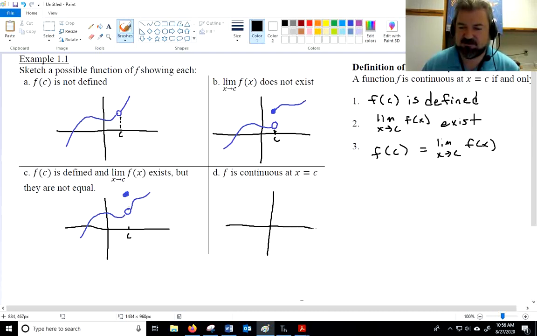And then finally, what does it mean to be continuous at some point c? Well, I'd have to have a value that exists on the graph at c, and I have to have the limit be the same. So right there, at that point, we know that the function is continuous.